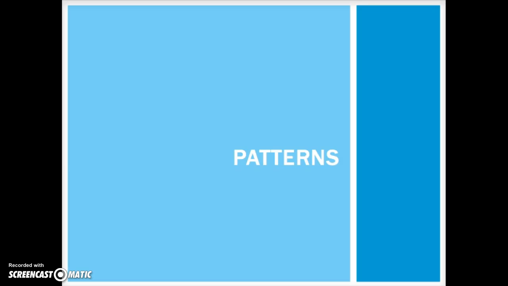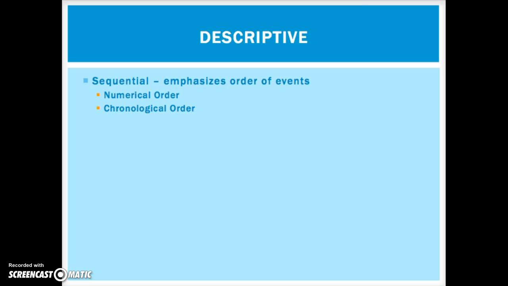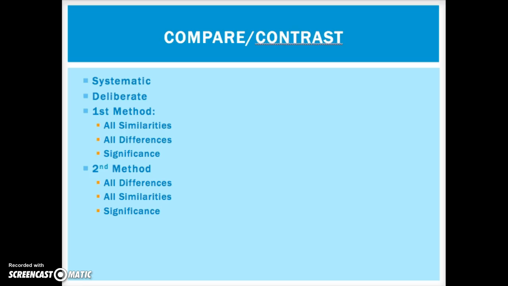All right, so now we're going to talk about patterns in papers. If you are doing a descriptive paper where you are describing your issue, problem, situation, those are typically sequential because it emphasizes the order of events. So this means you either go in numerical order, like first, second, third, or chronological order, meaning you're going from event to event. So don't hop around. Make sure that you're going in an organized sort of fashion, and keep that in mind as you're writing.